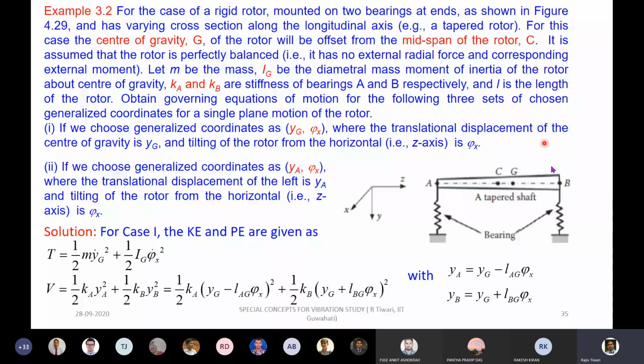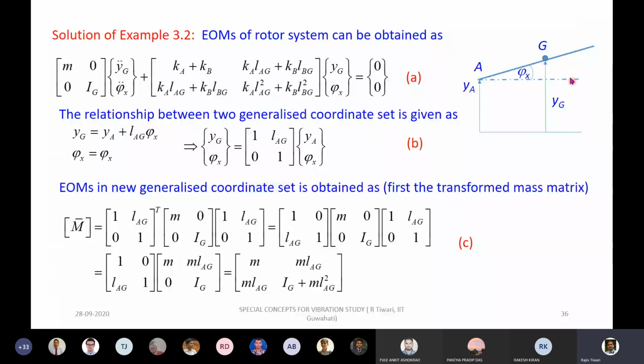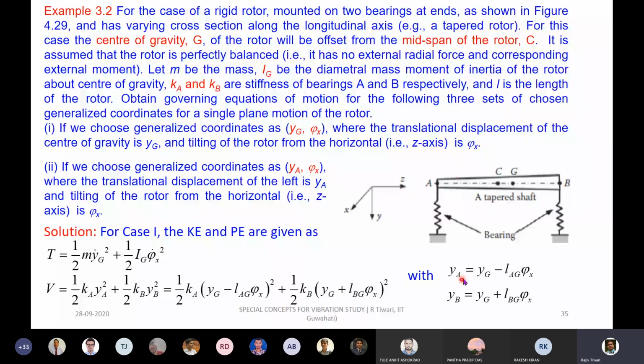And YB will be nothing but, LAG is the length of the shaft between A and G, and LBG is the length of the shaft between B and G. For displacement at B, we'll have YG plus this much amount. So YB is somewhere here, YG plus this much amount will be the displacement. So we have related this, and here you can see Ka, the spring, is deforming by YA displacement. The square of that will give us the potential energy of spring A, and this is the potential energy of spring B.